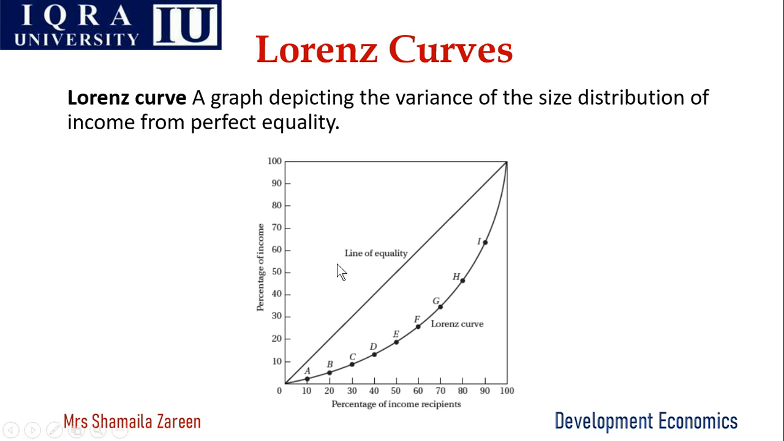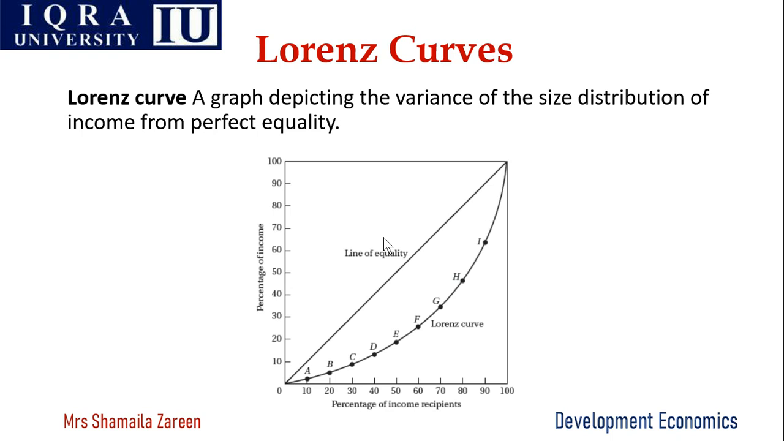For example, you're seeing that 50% of the income is distributed among the 50%, and at the three-quarter point on the diagonal, three-quarter means you are discussing 75% of the income being distributed among the 75% of the population. In other words, this diagonal line is showing the line of equality, or the perfect equality in size distribution of income.